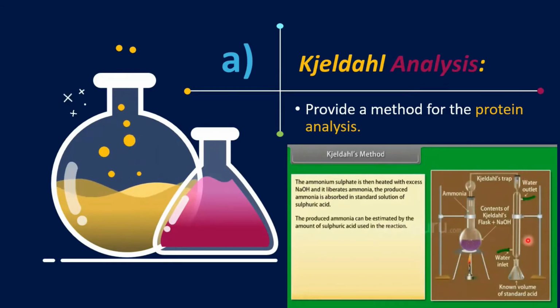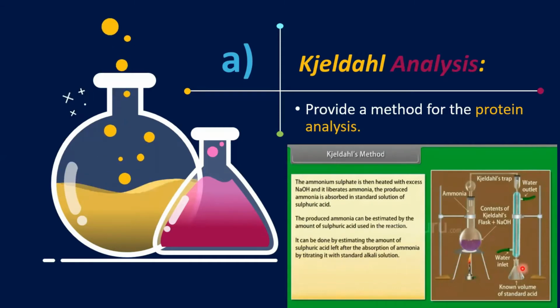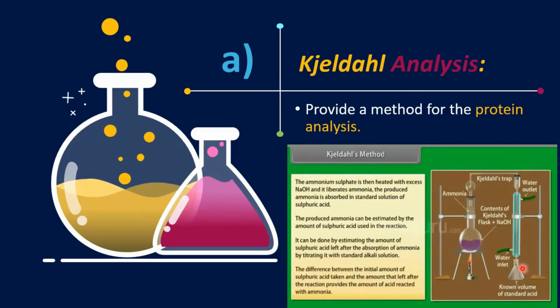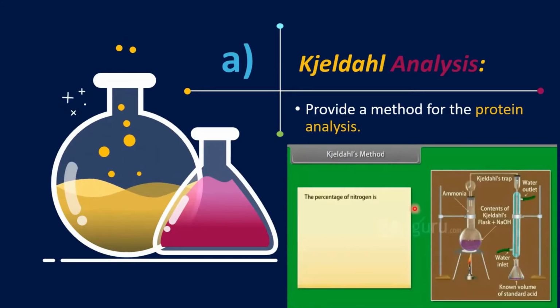The ammonia gas is dissolved in a standard solution. Sulfuric acid is taken here. The produced ammonia can be estimated by the amount of sulfuric acid used in the reaction. This can be done by estimating the amount of sulfuric acid left after the absorption of ammonia by titrating it with standard alkali solution. The difference between the initial amount of sulfuric acid taken and the amount left after the reaction gives the amount of acid that reacted with ammonia.